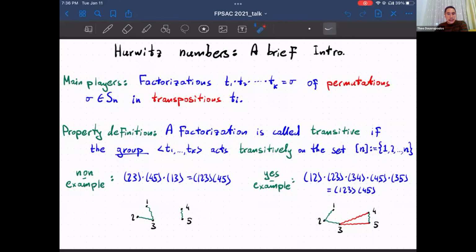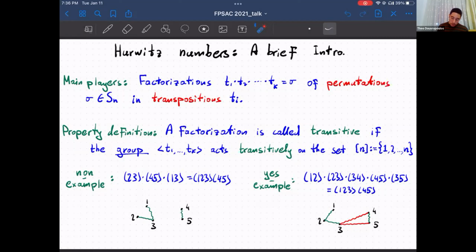So I'm going to spend the first few minutes just giving an overview of the usual Hurwitz numbers. The main combinatorial object that's counted by the Hurwitz numbers is certain factorizations in the symmetric group. So what you're doing is you're factorizing a permutation, but you're only allowing your factors to be transpositions, okay? And then you impose certain conditions on that.